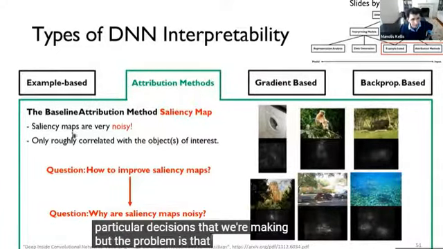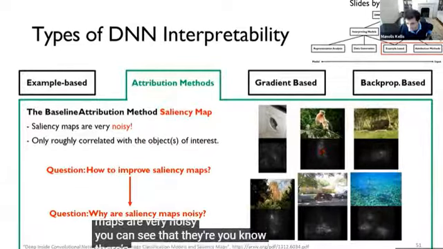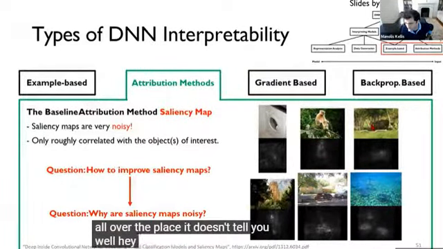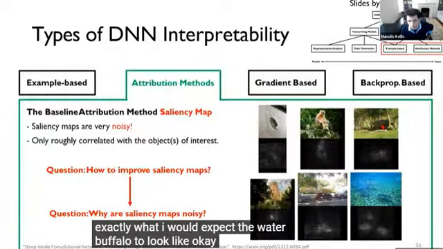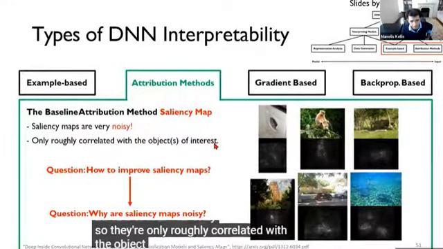But the problem is that these saliency maps are very noisy. You can see that there's scattered pixels all over the place. It doesn't tell you, well, hey, here's the contour of exactly what I would expect a water buffalo to look like. So they're only roughly correlated with the object of interest.